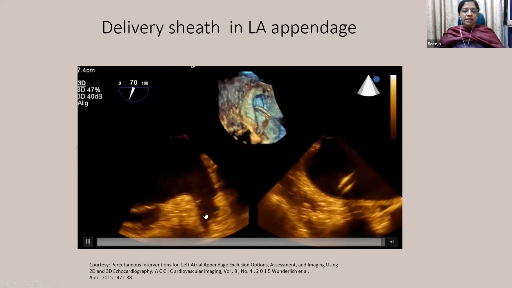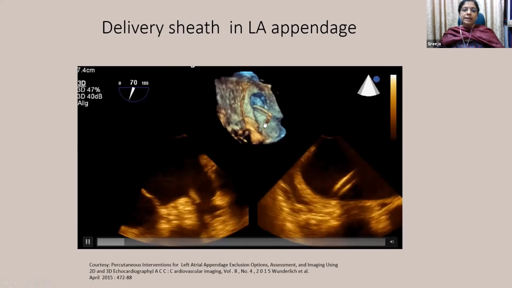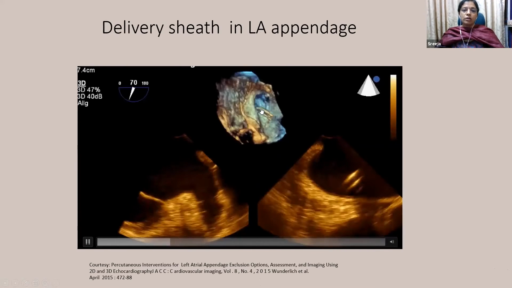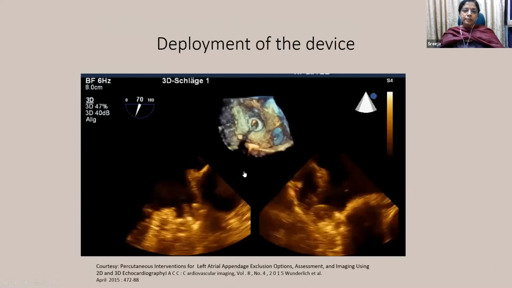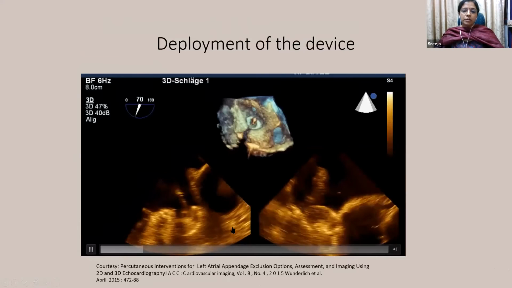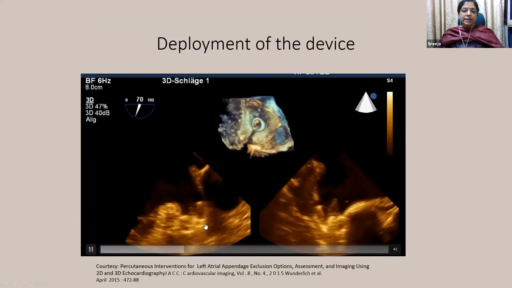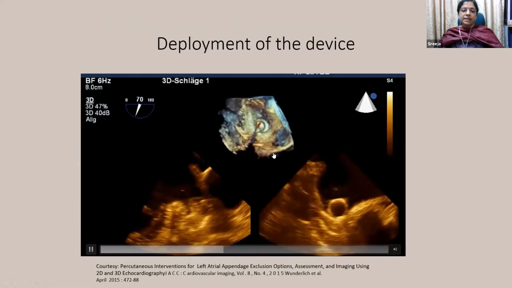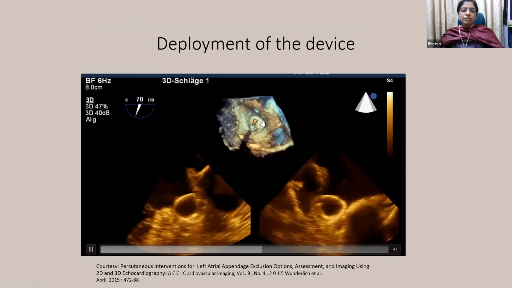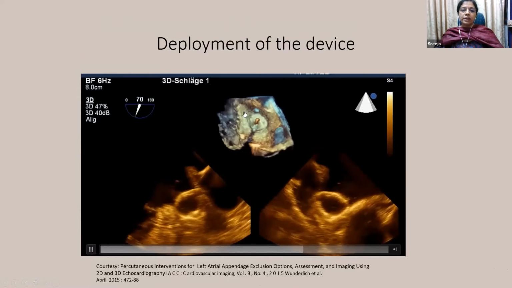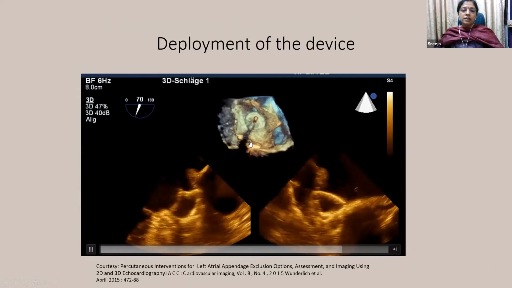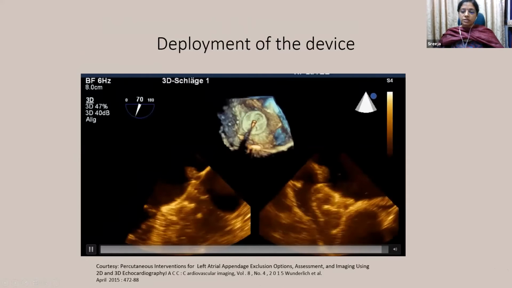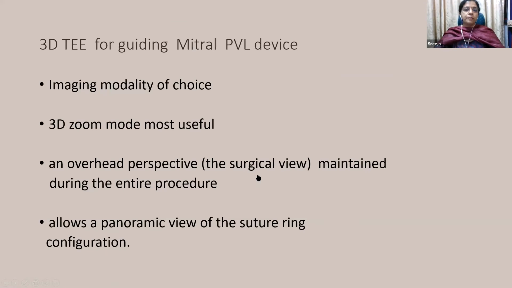So this is a simultaneous 2D biplane and a 3D image showing a sheath which has gone into the left atrial appendage. And this is the deployment of the device in the appendage. You can see in each procedure, the first lobe getting deployed, followed by complete expansion and the disc getting apposed across the left atrial orifice.